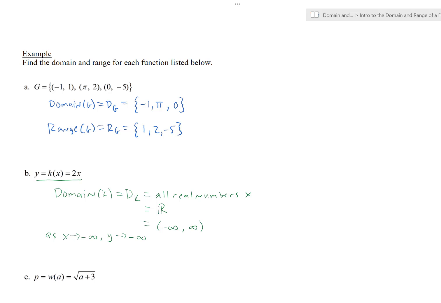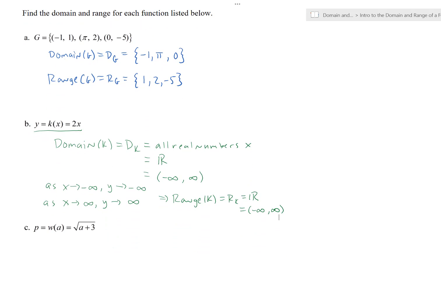Well, now we're multiplying giant, large real numbers by 2, and so they're just going to also be giant, large real numbers, getting bigger and bigger the bigger we make our inputs. So as x goes to infinity, the output y also goes to infinity. So that tells us that the range of this function k here, or r sub k, is also all real numbers, negative infinity to infinity, using interval notation. Hopefully that made sense.